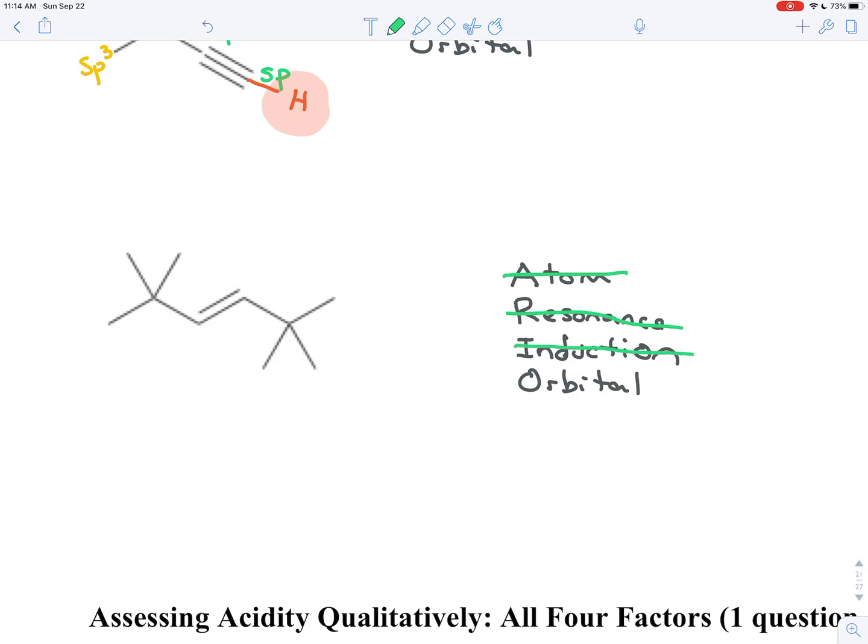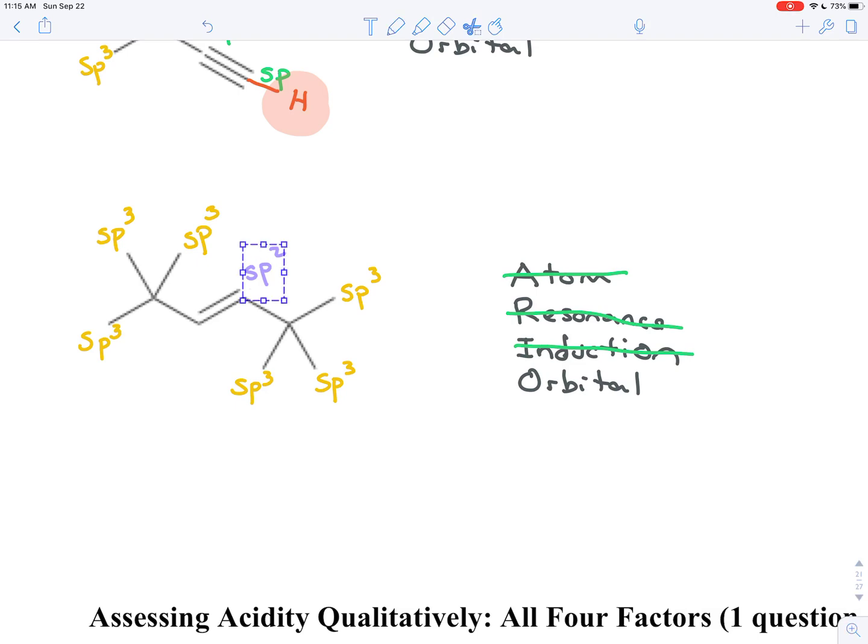Induction, there are no electronegative atoms in the molecule that could help spread out a negative charge left behind by a hydrogen that left. And so there's no induction, so we're left with the orbital. So let's label the orbitals. Any carbon that has all single bonds is sp3 hybridized. Or I should say any carbon that has no pi bonds, that has no p orbitals. That doesn't have any need for a p orbital. And then any carbon that has 1 pi bond is sp2 hybridized.